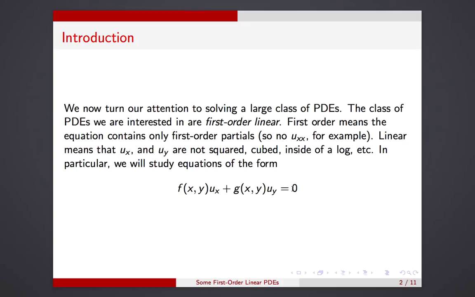Okay, so that's sort of a mouthful. The homogeneous means you got a 0 over here. First order means that you don't have uxx, uxy, uxxxxx, whatever, right? So you only have first order partials: first order partial with respect to x, first order partial with respect to y. Linear basically just means that you're not squaring them or cubing them or taking sine of them or something. They are just as they are. No powers, no whatever. So we will study equations that look like this.